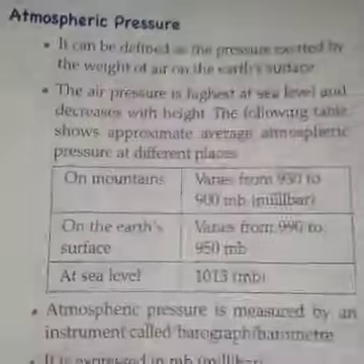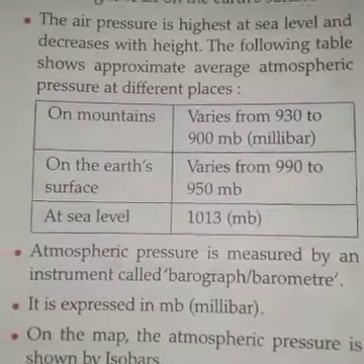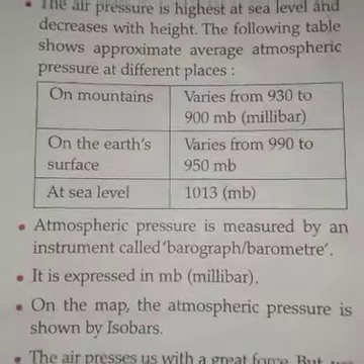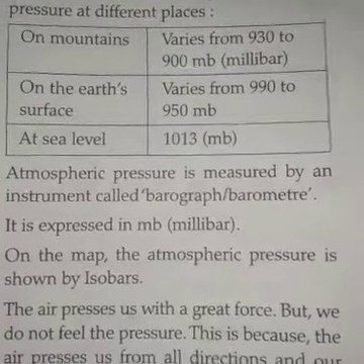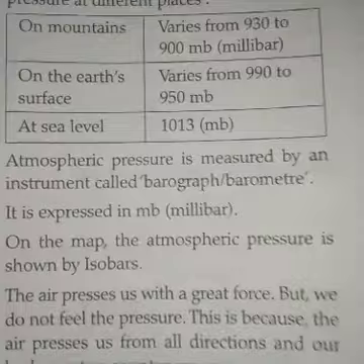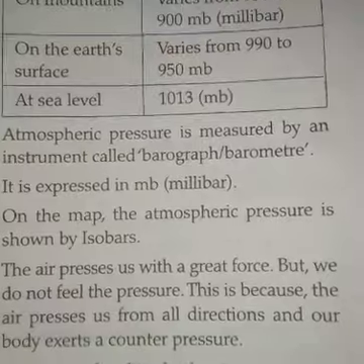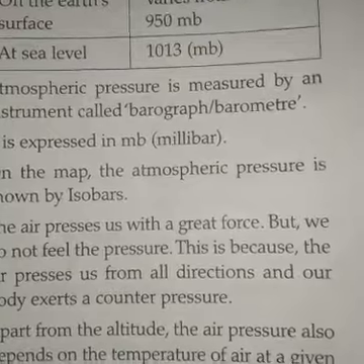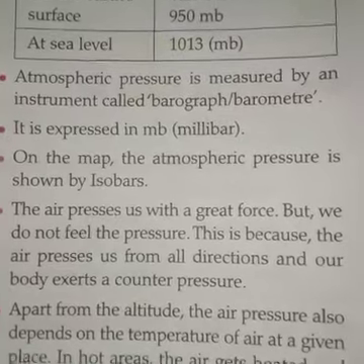Now, atmospheric pressure. What is atmospheric pressure? Atmospheric pressure is defined as the pressure exerted by the weight of the air on the earth's surface. Atmospheric pressure varies from place to place. If you are living near the sea coast or coastal area, the atmospheric pressure will be high in comparison to the interior and mountainous regions. On mountains, the atmospheric pressure will be very low.